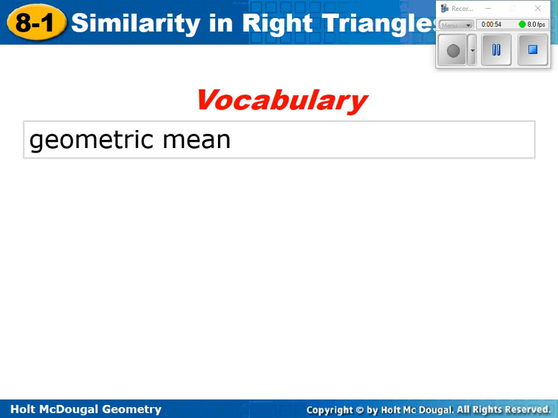So if we don't get to it, Mrs. Stennett will teach it to you for the first time. But there are 4 sections, and they are all about right triangles. So this entire chapter is about right triangles. The only vocabulary word we have today is geometric mean. You're going to have to find the geometric mean. It'll take us back to radicals and simplifying radicals.